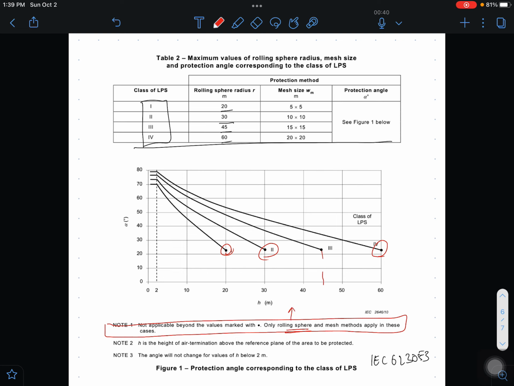So sometimes there is a design for GSMR towers or for any other communication towers, CCTV poles or anything. You can use these protection angles. Just check the height of this and also the class.